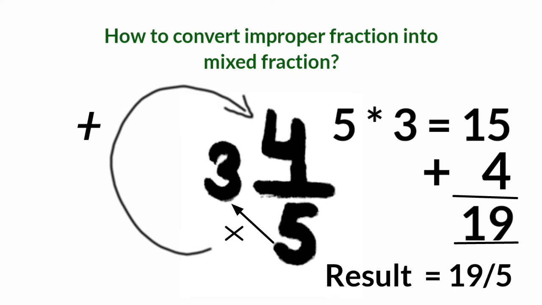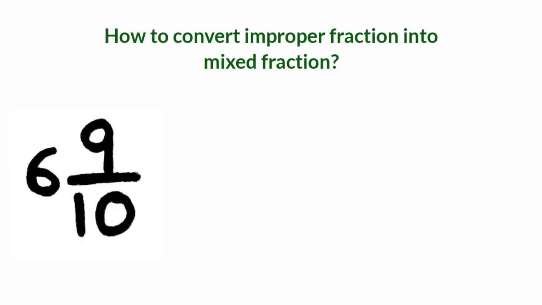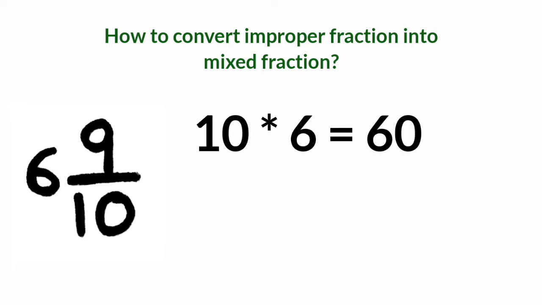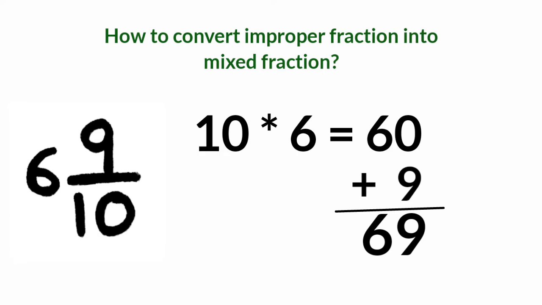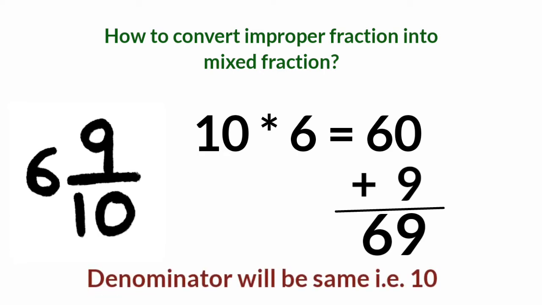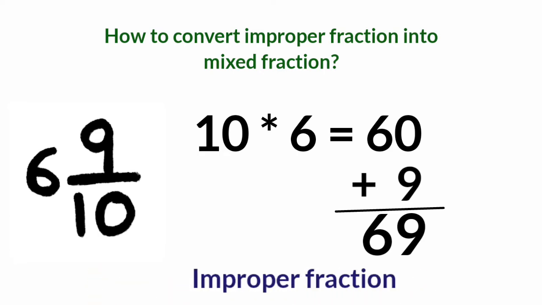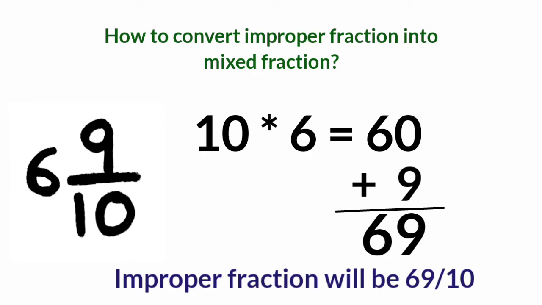Let's take another example. Here 6 9 upon 10. We will multiply 10 with 6. The result will be 60 and we will add the result to the numerator, that is 60 plus 9, that is 69, and the denominator will be the same, that is 10. So the improper fraction will be 69 upon 10. I hope we have learned how to convert a mixed fraction into an improper fraction.